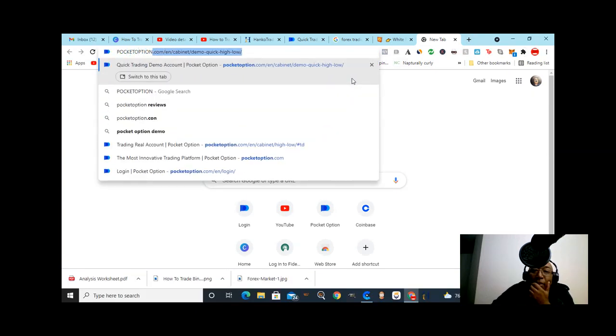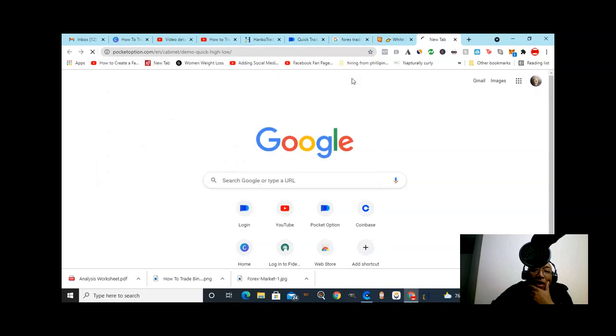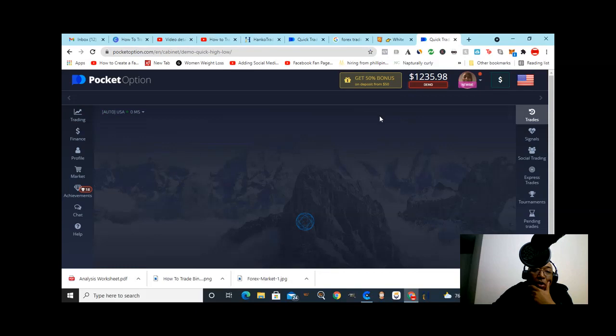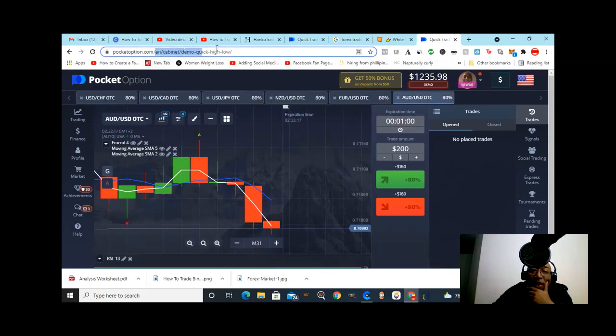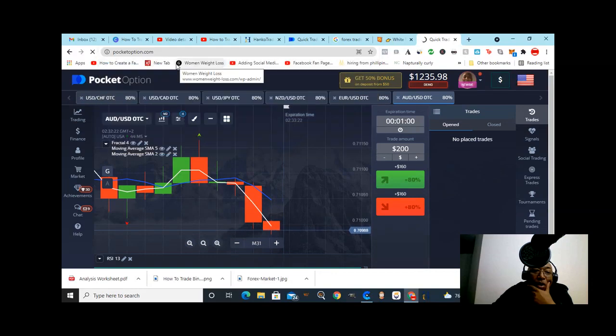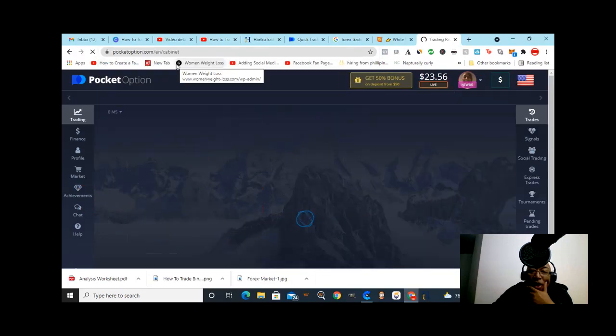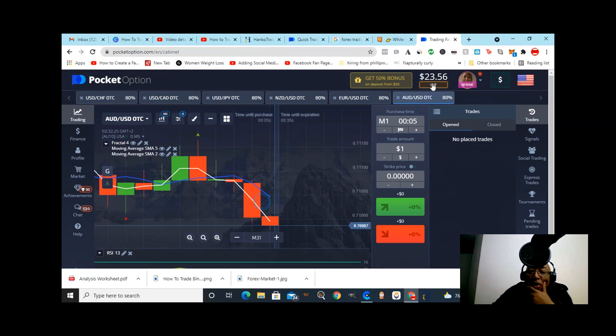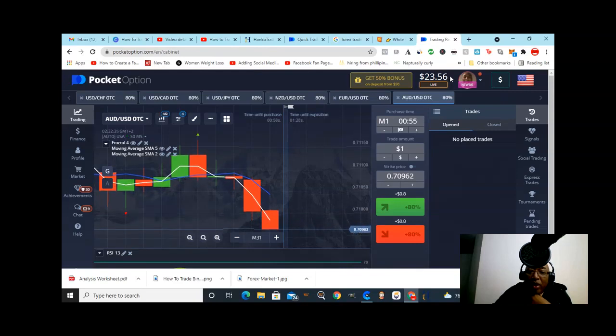Because I am logged in already, so it's not. So basically, let's see, pocket option here. I am logged in here. I put $20 on my live account, and I want to see if I can make this grow. Okay, let's take a trade of $1. See if we're going to make $1.